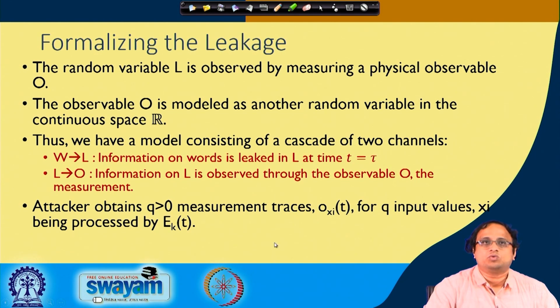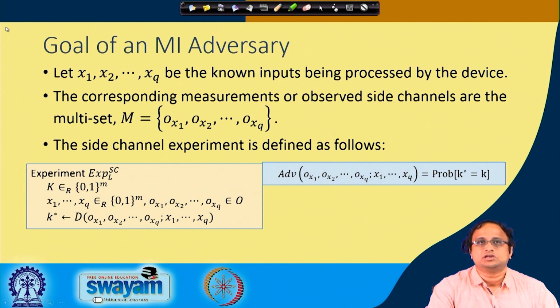And now, what you try to do is develop a goal for the mutual information adversary. The mutual information adversary takes different input values, say x1, x2 and so on till xq, and then the corresponding measurements or observed side channels are denoted in this multi-set, which is OX1, OX2 and so on till OXQ. So, this is your observed power traces, and then the side channel adversary experiment is defined as follows.